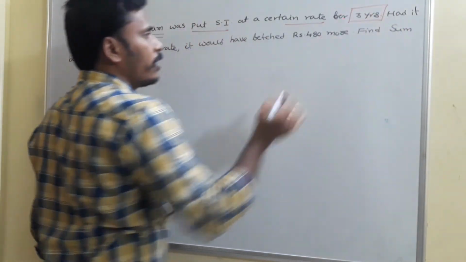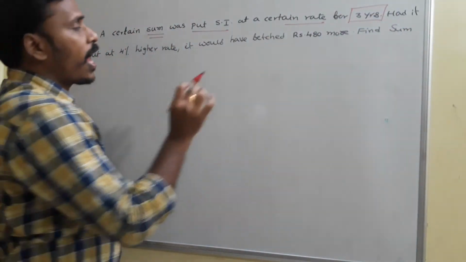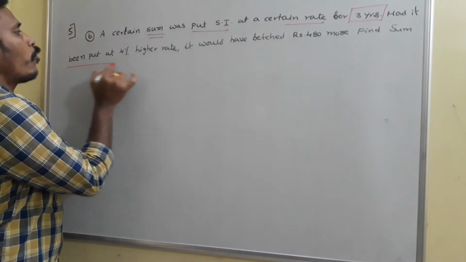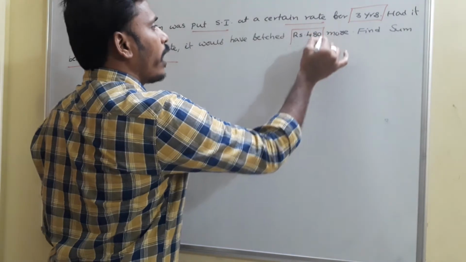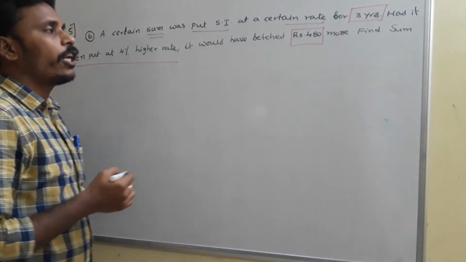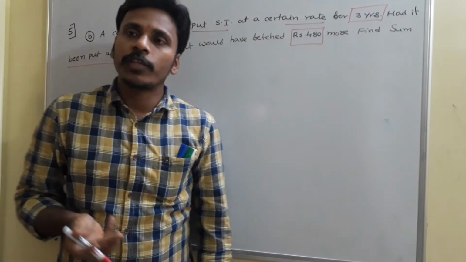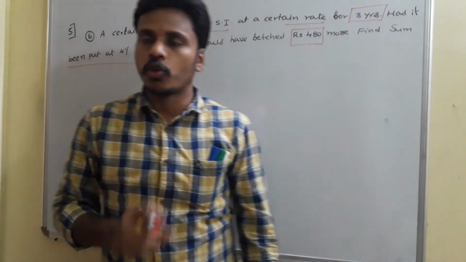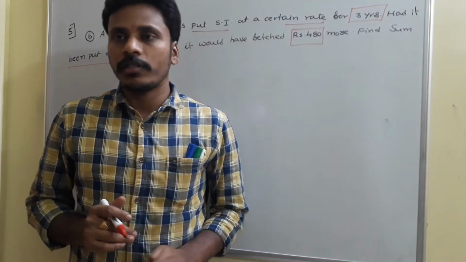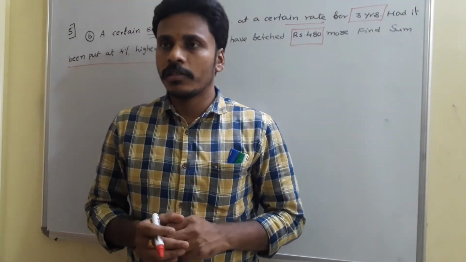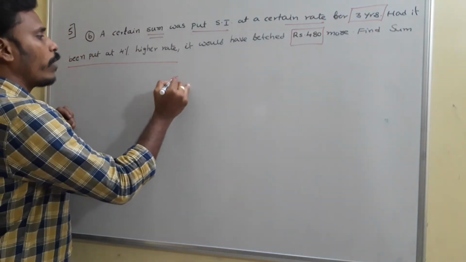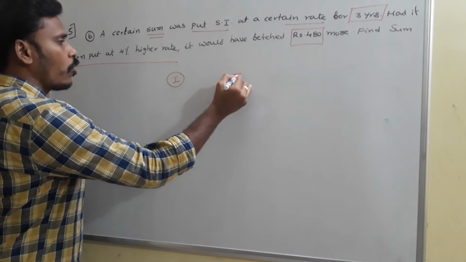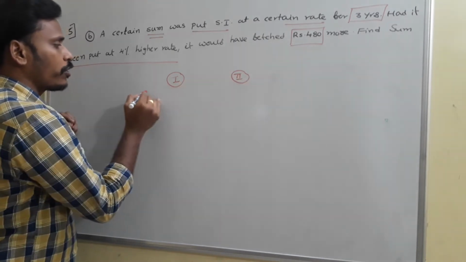So time is clear, 3 years. Had it been put at a 4% higher rate, it would have fetched 480 rupees more. We need to find the sum. As we discussed in the previous case, here also there are two situations. In both the situations, we are investing the same amount of principal. So we need to analyze the problem in two cases, situation 1 and situation 2.